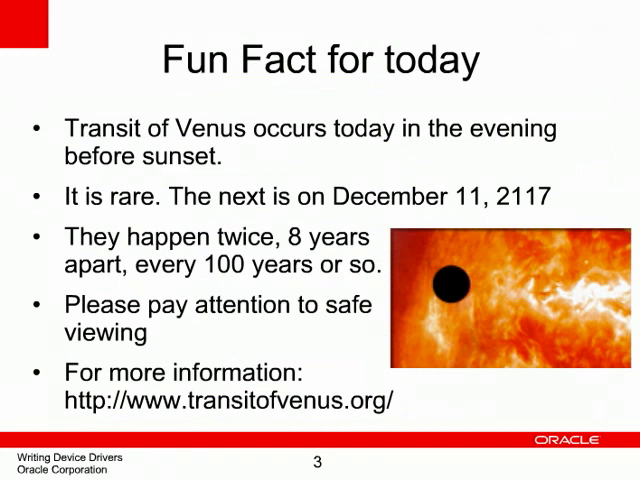Okay, so fun fact for today. You may or may not know that there is a transit of Venus in front of our sun. This is a pretty rare event. The next one will occur on December 11th, 2117. Most of us probably won't be here for that. They happen twice, 8 years apart, about every 100 years or so. I caution you to pay real strict attention to safe viewing, because that is the sun, and you can damage your eyes. There is a URL provided here, transitofvenus.org. It's a good place to go to check out this important astronomical event.